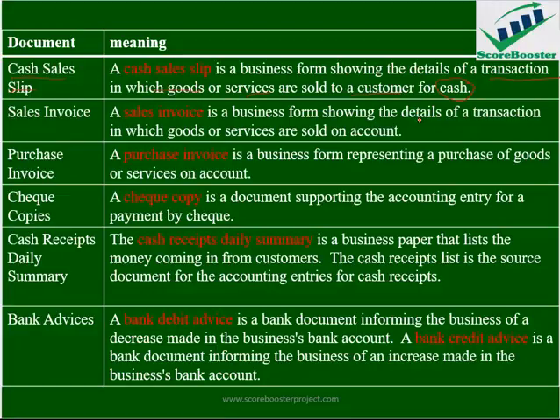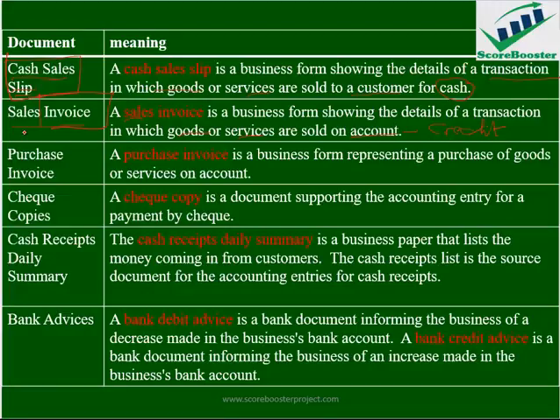Probably if you look at our day-to-day activity, somebody will give you an invoice. But by the time we come to this second one, we will know when to issue an invoice and when to issue a cash slip. An invoice, as the name implies, is a sales invoice. It's a business form showing the details of a transaction in which goods or services are sold on account. Please, when we say on account, it means on credit. That's the meaning of account. We can now see that whenever you sell something on credit, you give an invoice, the sales invoice. However, whenever you sell something to a customer for cash, then you give a cash sales slip. Let's take note of this.